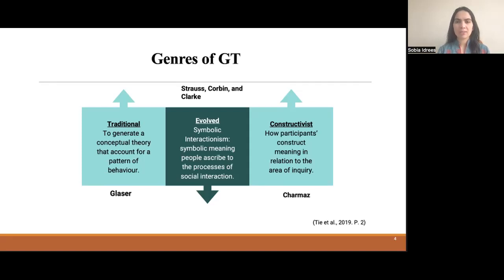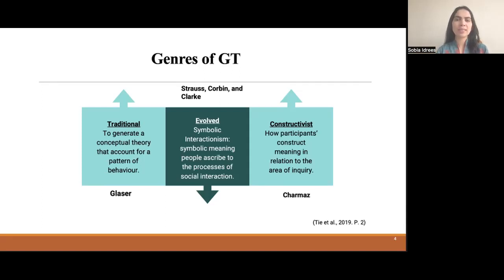The constructivist, which co-constructs experience, is the third type of grounded theory. With constructivist theory, as a researcher, you co-construct experience and meanings with participants. So in the constructivist type of grounded theory, you build a theory in relation to the area that you are exploring, but you co-construct the meanings with your participants. So it is mutual sharing of meanings with your participants.